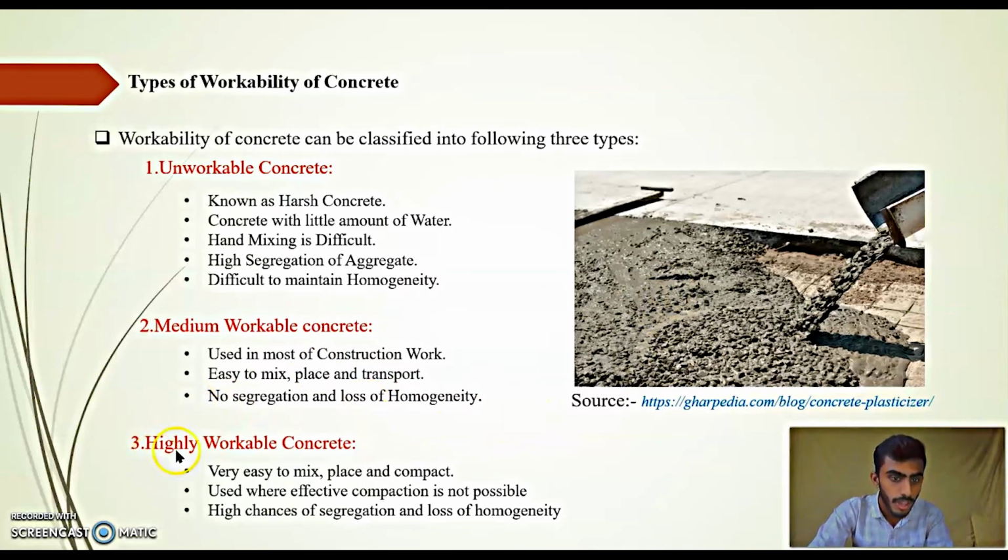And third is highly workable concrete. This is very easy to mix, place, and transport. It does not require compaction, so it is easy to mix, transport, and place, and is used where effective compaction is not possible. There are some conditions, such as small areas, where we cannot do compaction. Therefore, in such places highly workable concrete is used. Therefore, no compaction is done.